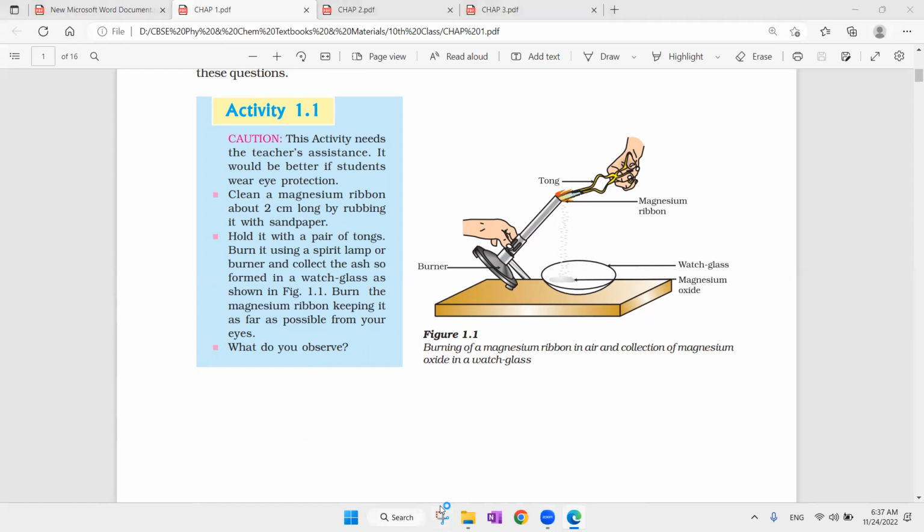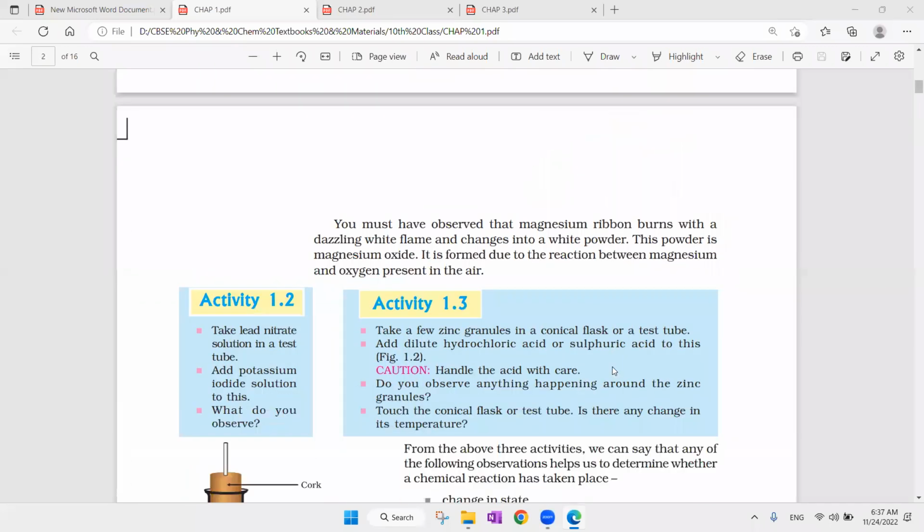No, sir. So what information you can get from this is magnesium ribbon, and MgO is magnesium oxide, nothing but metallic oxides. So metallic oxides are basic in nature. So this entire paragraph is important. In this, white dazzling flame and changes into white powder. Many times they ask this one.